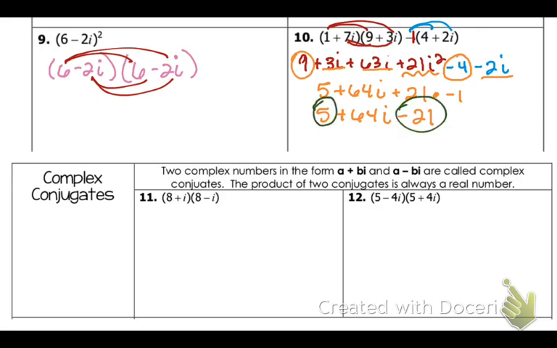That's my goal, because your answer has to be in the form of a plus bi. If you don't have it in that form, you're doing this completely wrong. So now let's go ahead and take a look at this one. 5 minus 21, that's going to give me a -16 plus 64i, and then you're done.